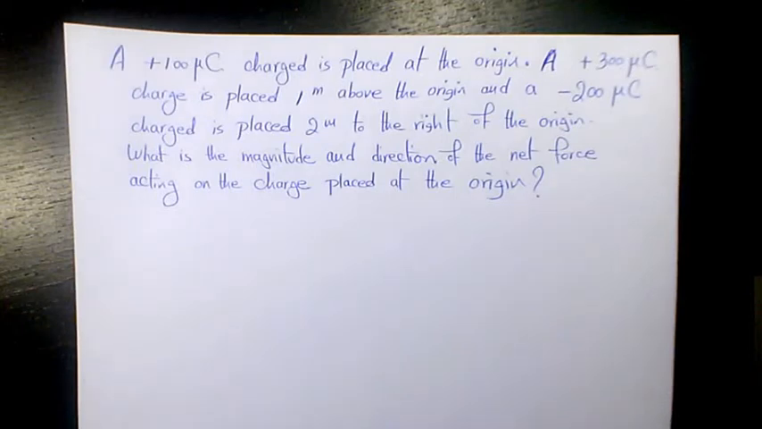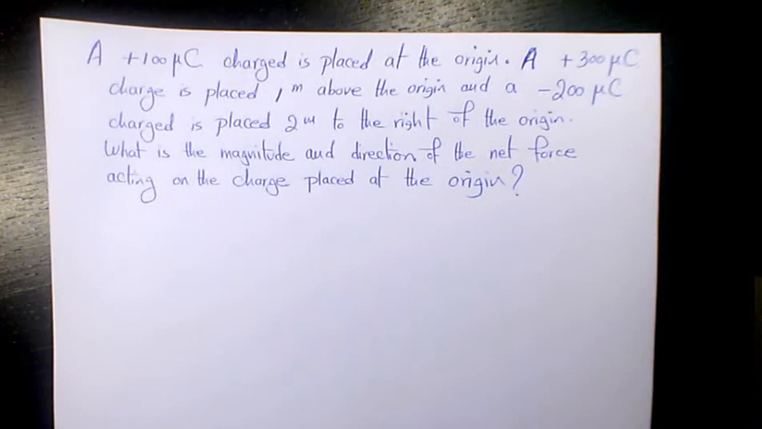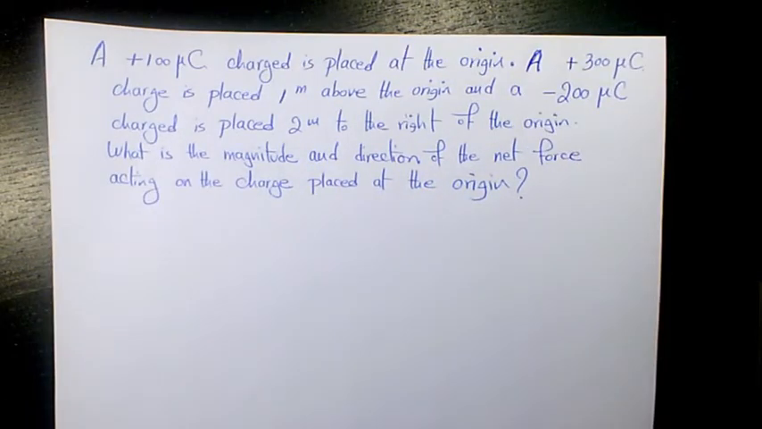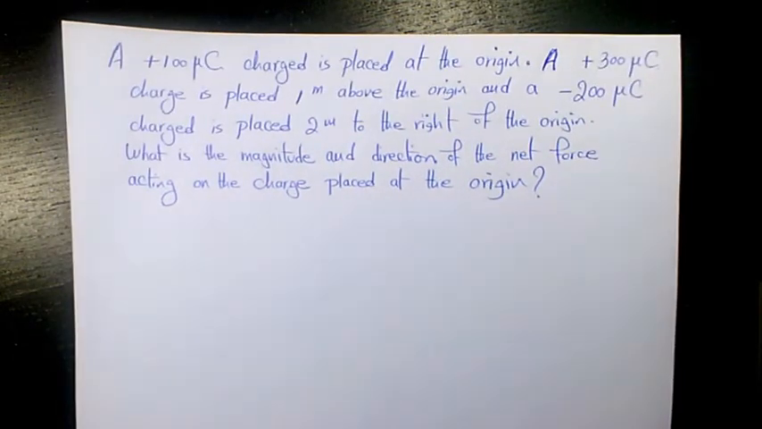In this example, a 100 microcoulomb charge is placed at the origin. A 300 microcoulomb charge is placed 1 meter above the origin, and a negative 200 microcoulomb charge is placed 2 meters to the right of the origin. What is the magnitude and direction of the net force acting on the charge placed at the origin?